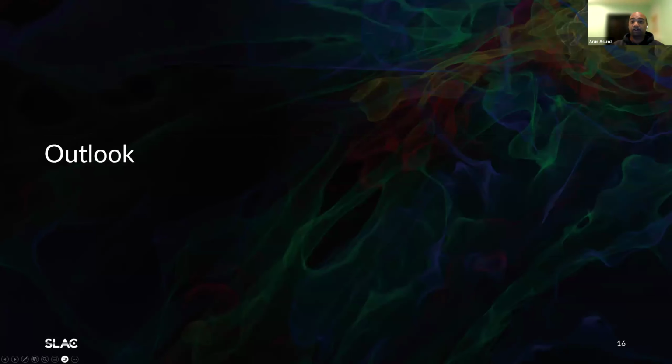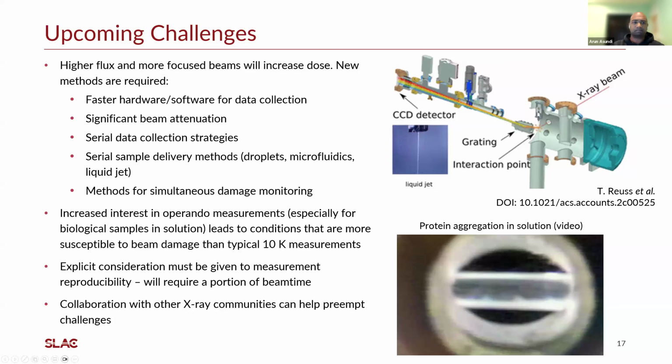All right, next I'll go over our thoughts about the future and upcoming challenges. X-ray sources are tending towards higher flux and more focused beams, which will increase the dose on the sample. And this will require faster hardware and software. Proper beam attenuation strategies will also be needed to incorporate into the experimental stations. It may even be necessary to develop serial data collection strategies.